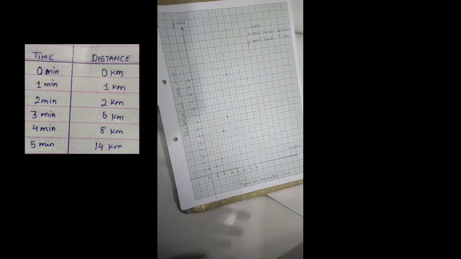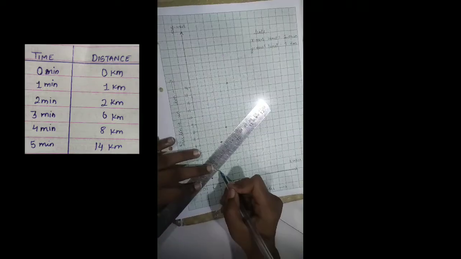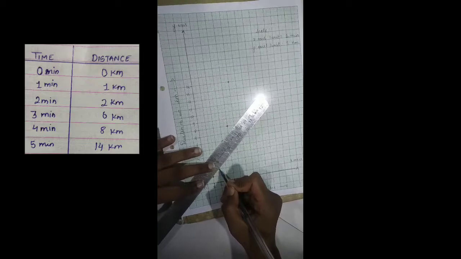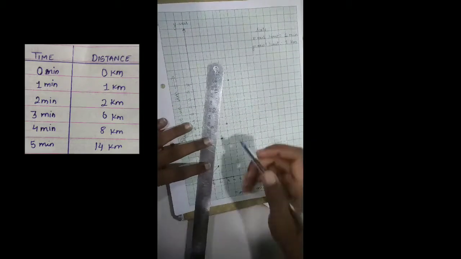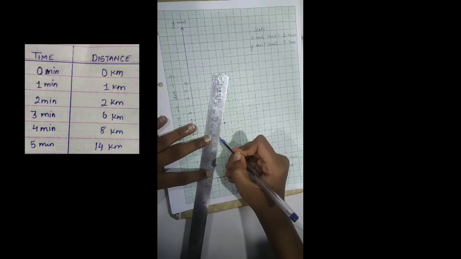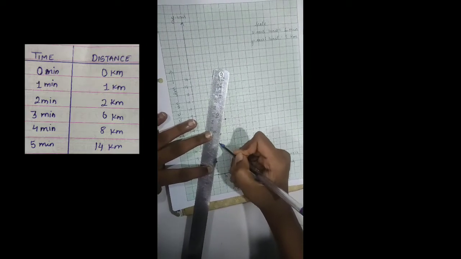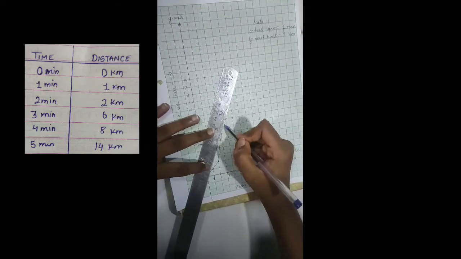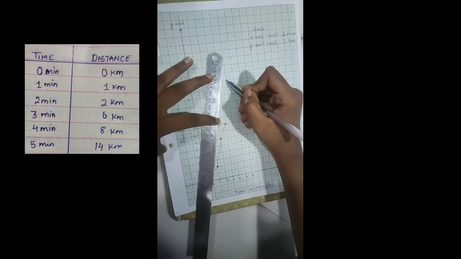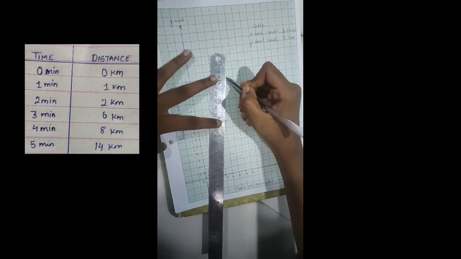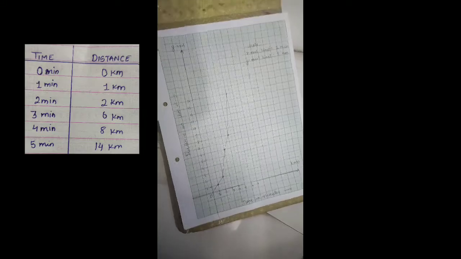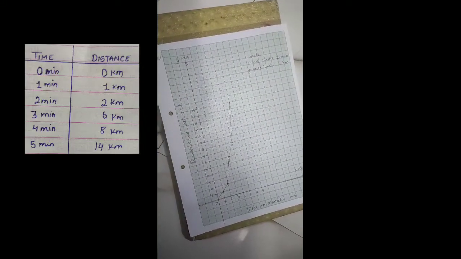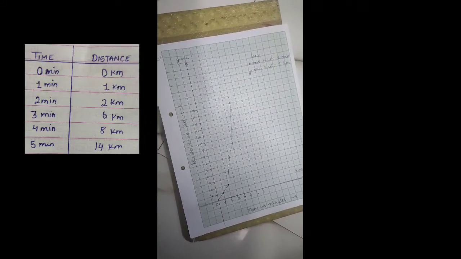Now we are going to draw the line. With the help of this line we will be able to understand the given motion is non-uniform motion, because in uniform motion, when we had drawn the line, it was a straight line. Now we will see which type of line it is. Actually it is a curved line. So this is non-uniform motion.